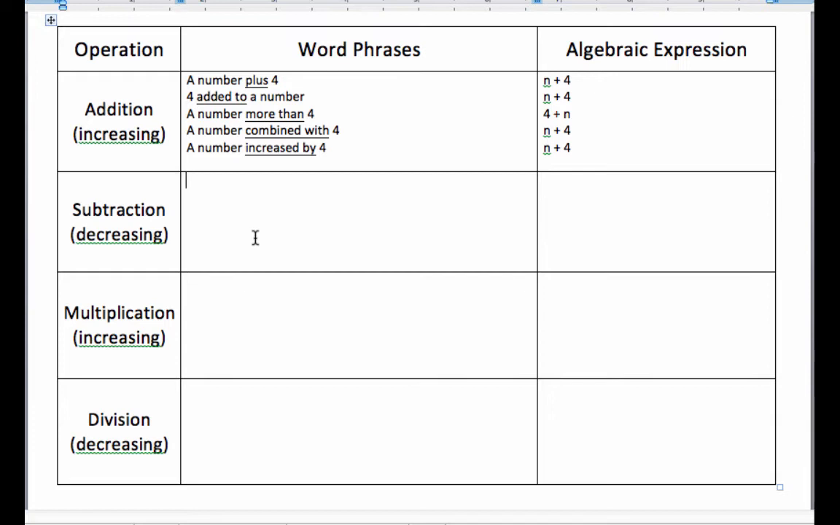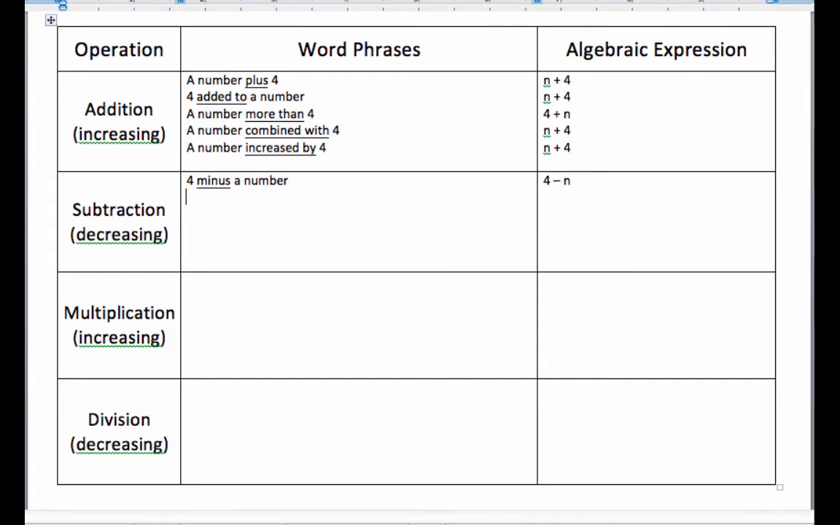So our first word phrase is 4 minus a number, and minus is our clue word because a minus sign is taking away. And if you see a 4 minus a number, your algebraic expression is just going to read exactly as your word phrase from left to right. So since we see 4 first in our word phrase, 4 would go first. That would be 4 minus n.